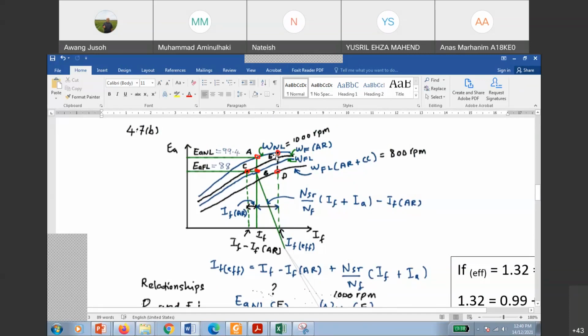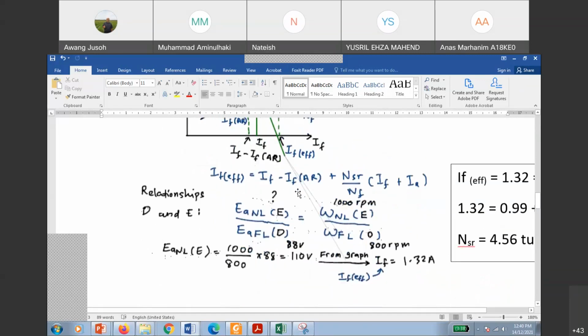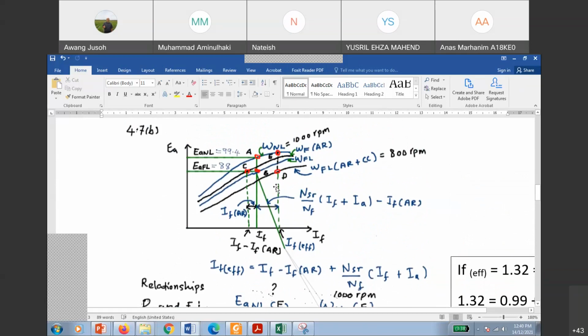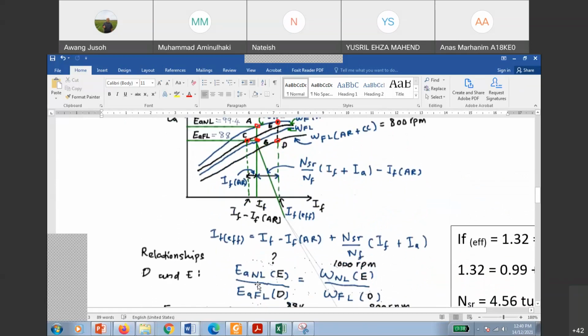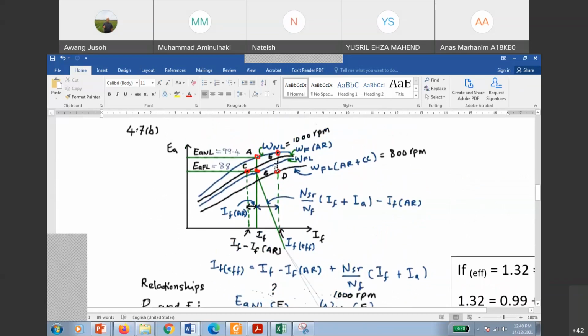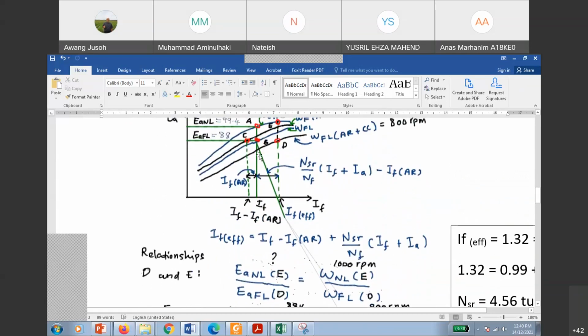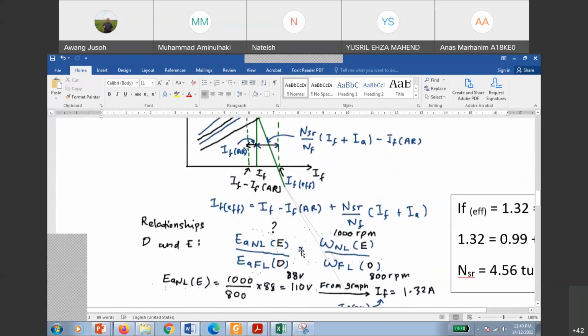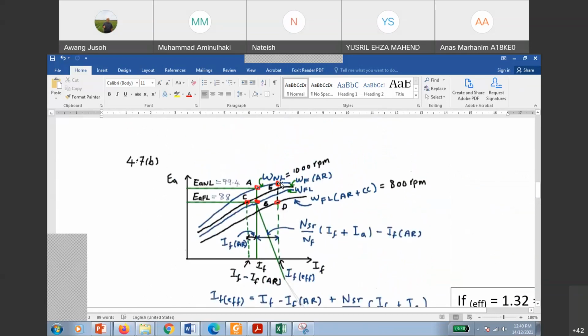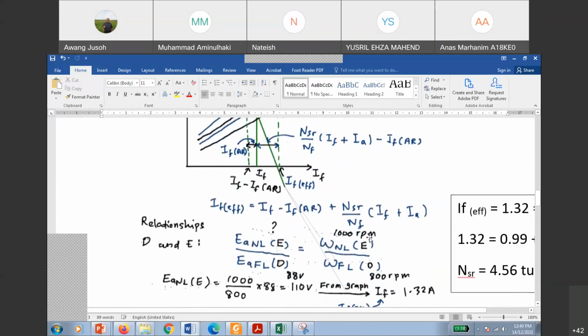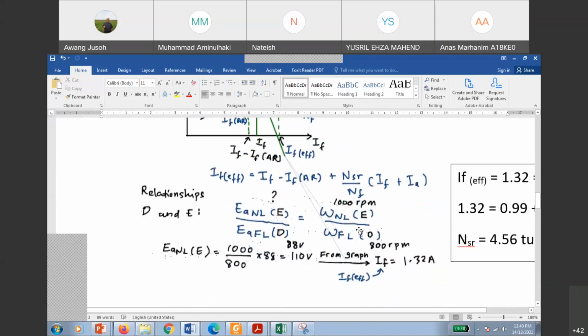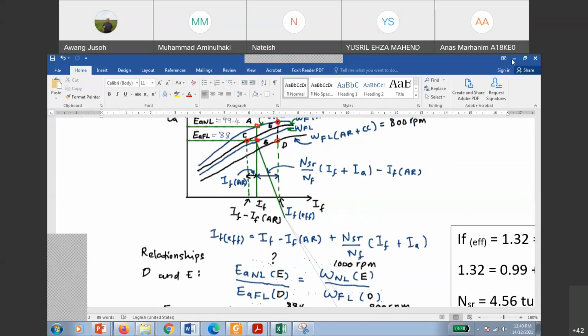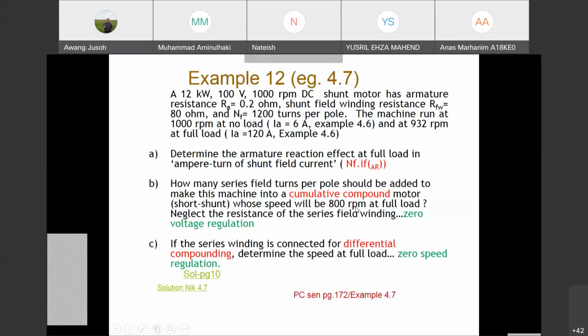So D can be represented by point E. So now we can see that here, D and E. E, no load E, we don't know yet. Over E full load D, we know, D is 88 volt, equal to no load E speed at 1000 RPM, divided by the speed of point D, which is given to us in this question. How much? 800 RPM. They ask us to set the speed equal to 100 RPM.